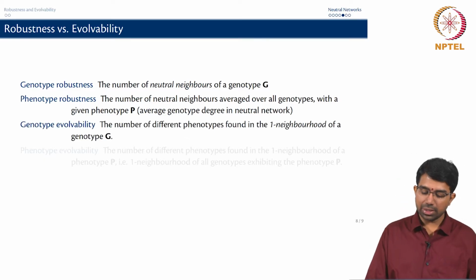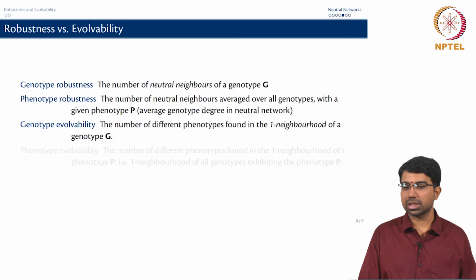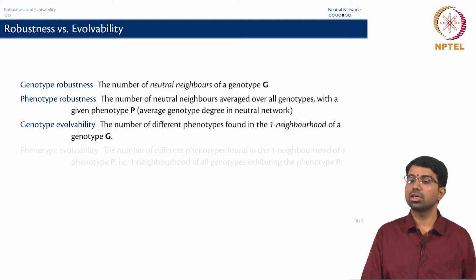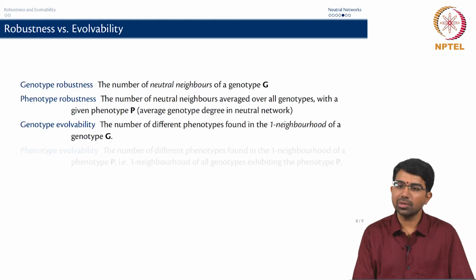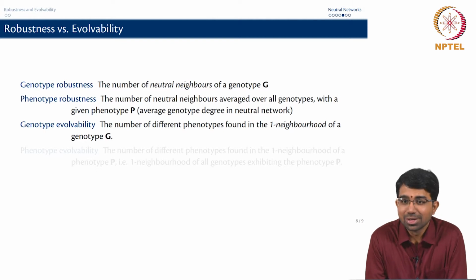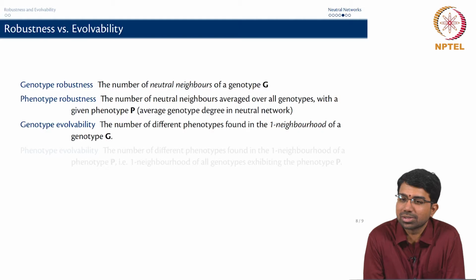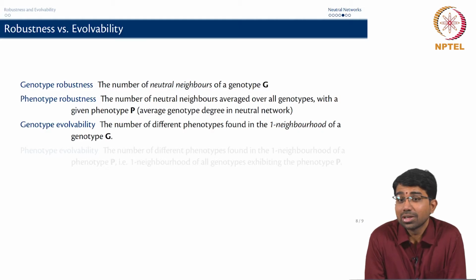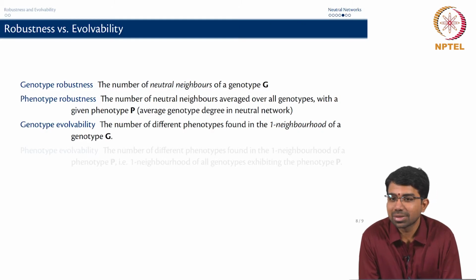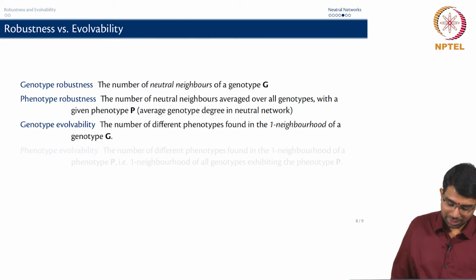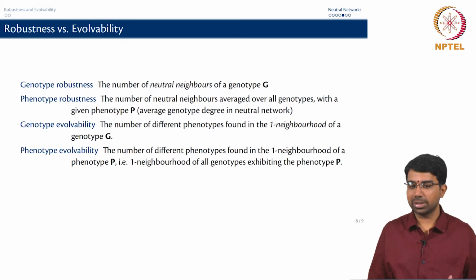What is genotype evolvability? It is the number of different phenotypes found in the immediate neighborhood of a genotype, or essentially the number of non-neutral neighbors. So, genotype robustness and genotype evolvability are negatively correlated. But what is more interesting, we never look at genotype robustness. We always look at phenotypic robustness. How does a particular behavior remain robust? It turns out that phenotype evolvability and phenotype robustness are positively correlated.